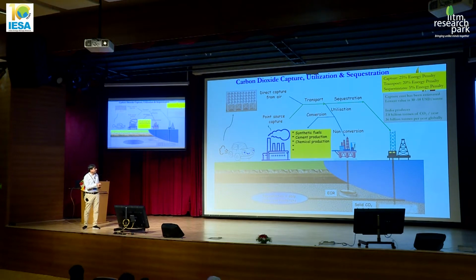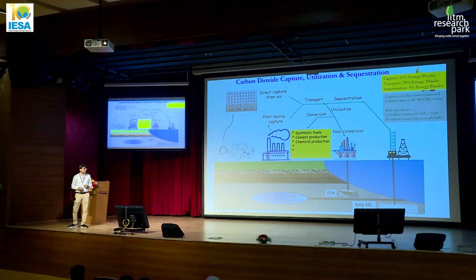Okay, so the point I was trying to make is that utilization is necessary, but however good your utilization technology is, it cannot utilize more than 10% of the CO2 which is being emitted today. For the remaining 90% of the CO2, you have to worry about what you are going to do. And the only method for you is to sequester it. There is no other way out. Sequestration you cannot avoid.